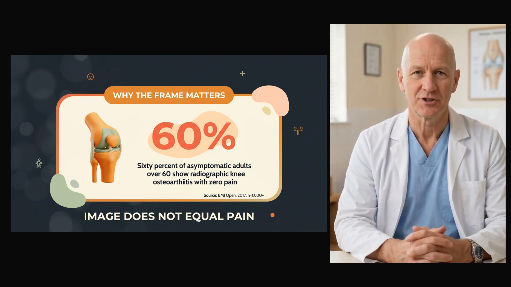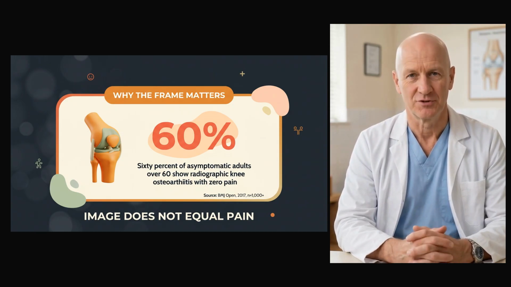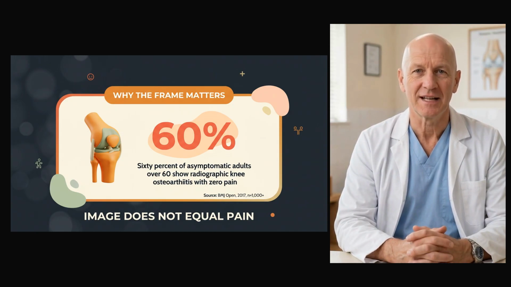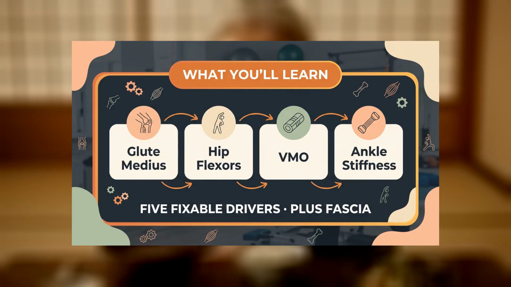The reason that frame is shifting is that imaging studies have repeatedly shown something inconvenient. When researchers scan the knees of asymptomatic adults over 60, those who have no knee pain at all, they find arthritic changes in well over half of them. A 2017 paper in BMJ Open, looking at over 1,000 asymptomatic older adults, found radiographic knee osteoarthritis in around 60%. 60% had the picture of arthritis on the scan, and 0 of them had pain. That single finding tells us that arthritis on imaging and pain in real life are not the same thing. The pain has to be coming from somewhere else.